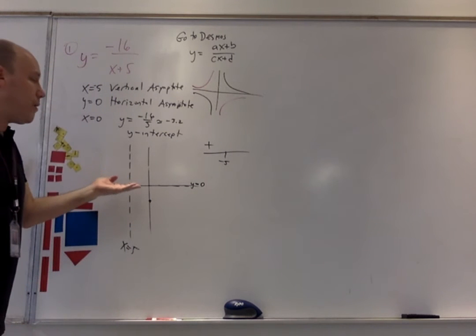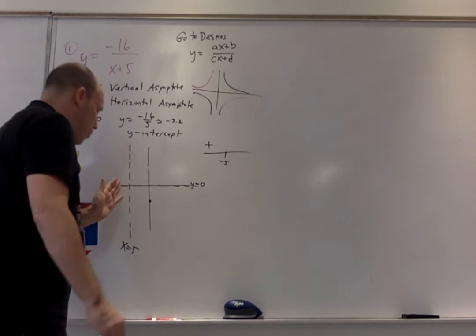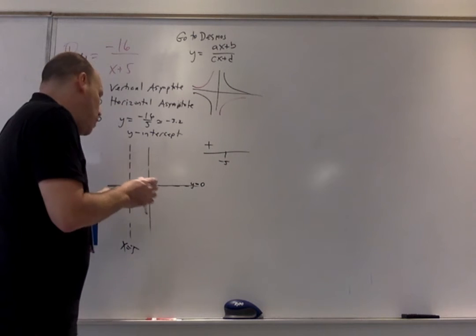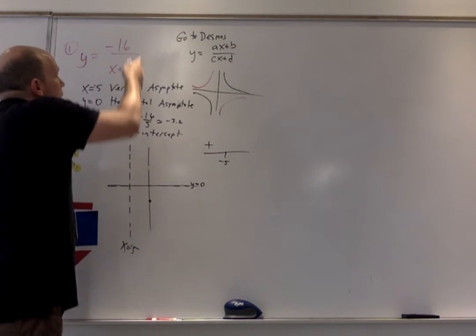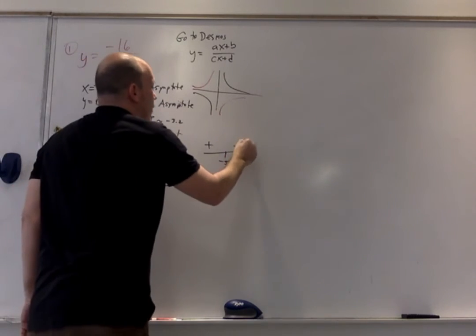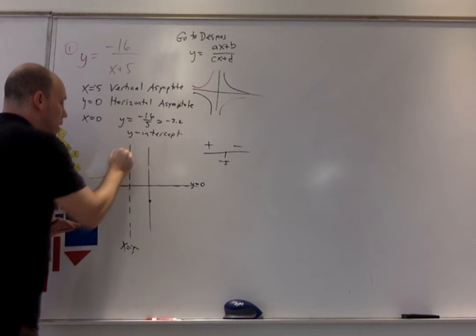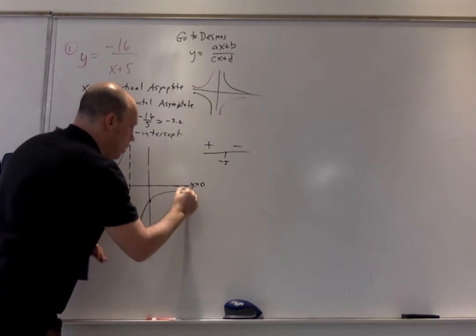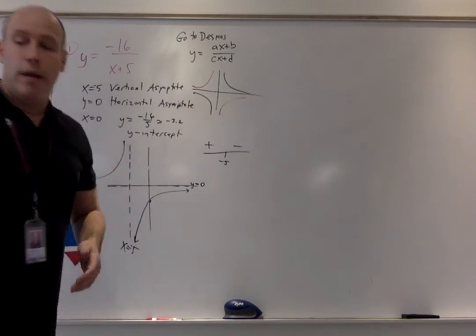What's an easy point to the right of negative 5? We know that one of the values is negative. So let's do like 0. That would be easy. Negative 16 over 5, this is negative. So we kind of know where the branches are. Over here, here's an upper branch. Here's the lower branch. Good. Let's move on. Now let's move on to functions we're more familiar with.